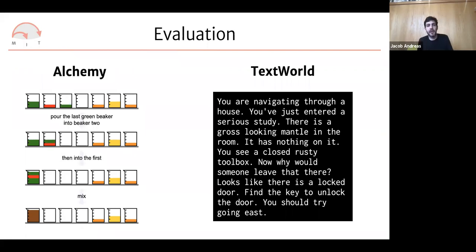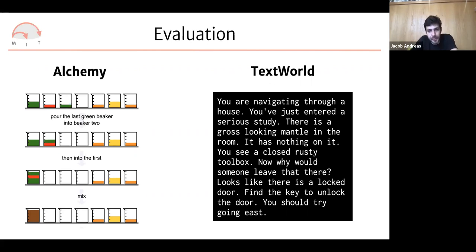To do this experimentally, we're going to be looking at two different text data sets. The first of them is called Alchemy, and in Alchemy we get sequences of sentences describing elementary laboratory bench procedures where you have beakers full of colored liquids, and you see instructions that tell you to pour some beakers into other beakers or mix beakers or whatever.